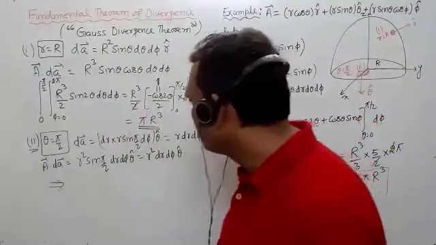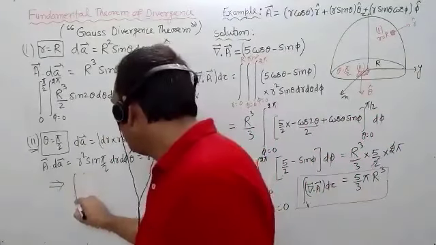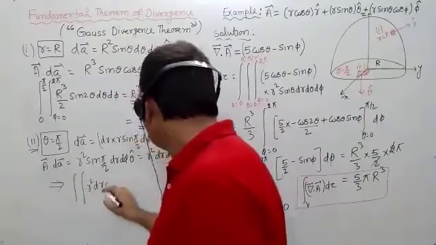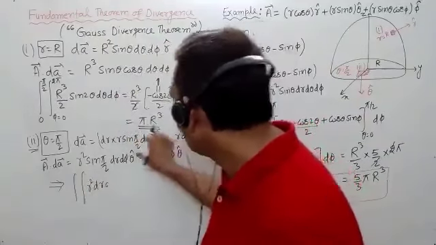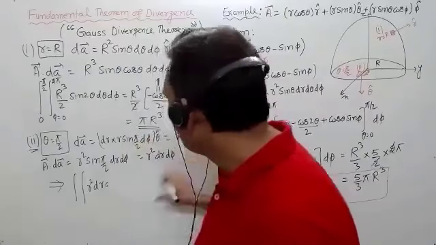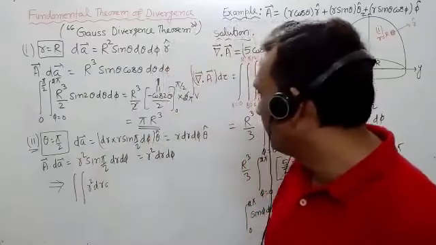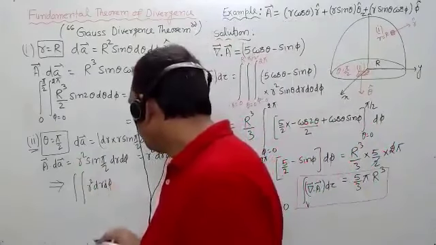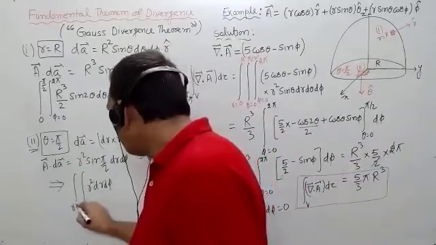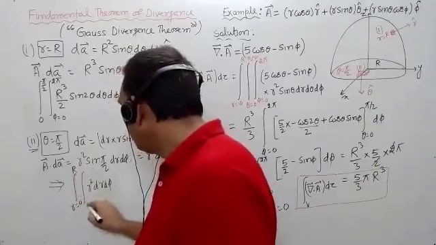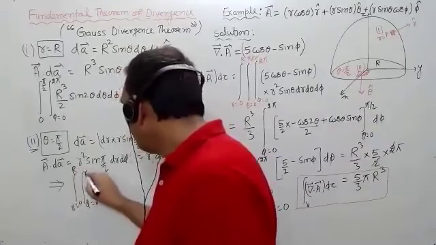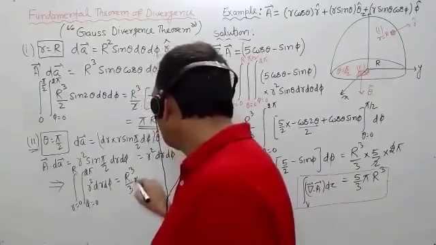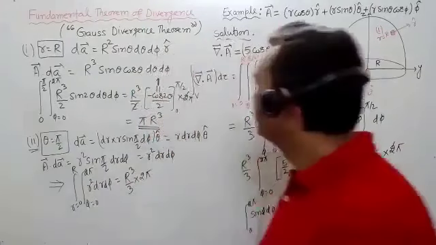Now this integral will give you r square dr. This is not theta cap. If you take dot product, theta dot theta is 1. So r square dr d phi. So r is 0 to capital R and phi is 0 to 2 pi. So this will give you r cube by 3 into 2 pi.